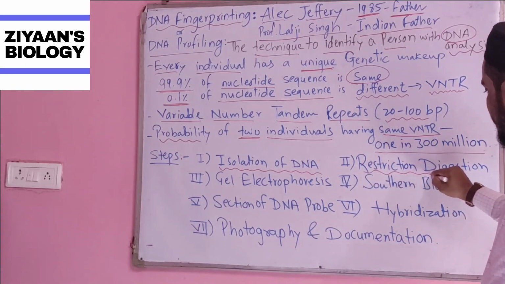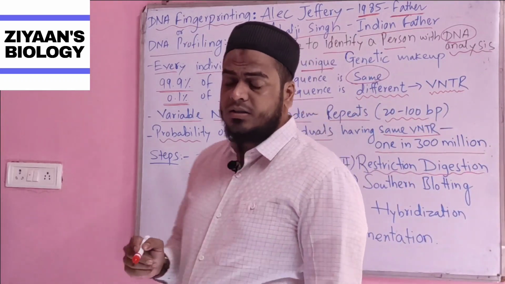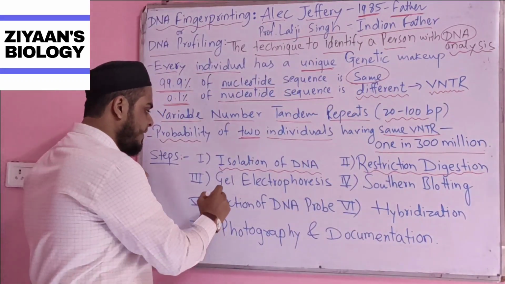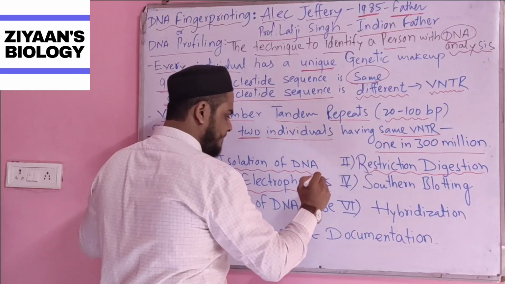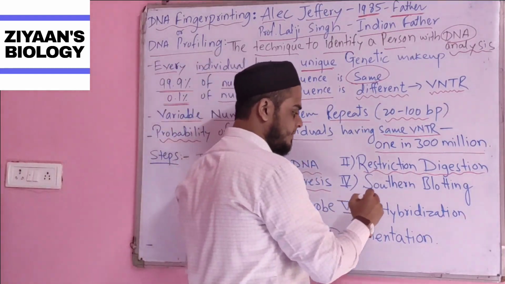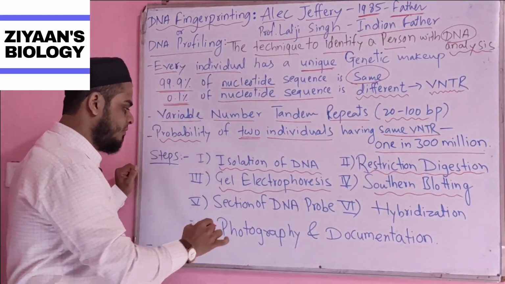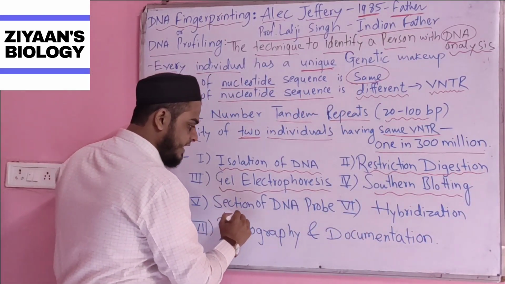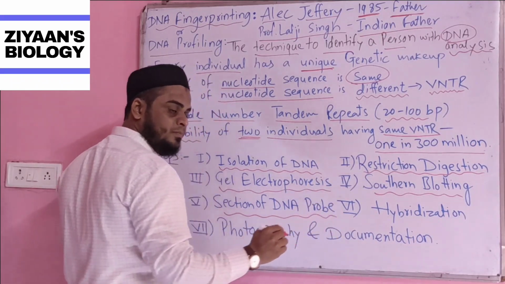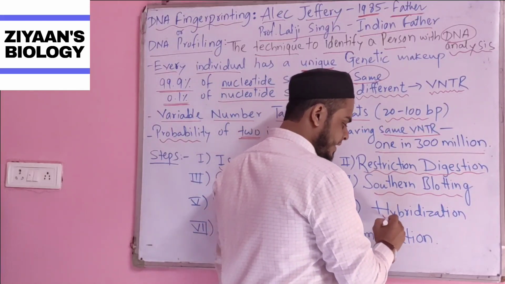The second will be the cutting of that DNA, and that is what we call restriction digestion. The third step in DNA fingerprinting will be gel electrophoresis. We will be checking what this means. Then we will go for the Southern blotting, and after the Southern blotting we will be dealing with the selection of the DNA probe.